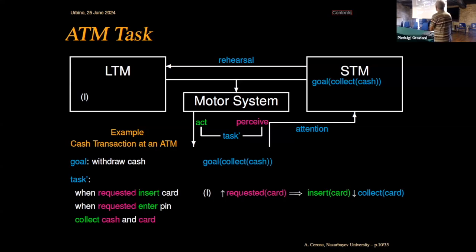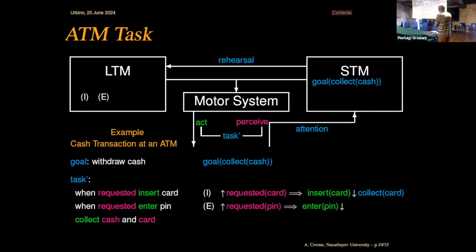In other cases, we retrieve something. And then there is this arrow. What is on the left is enabling the application of the rule. What is on the right is the effect of the rule. So in this case, when we see that the card is requested, we insert the card and we try to remember to collect it. Remember means that we put it in short-term memory. I will show you when I do the simulation how these things progress.